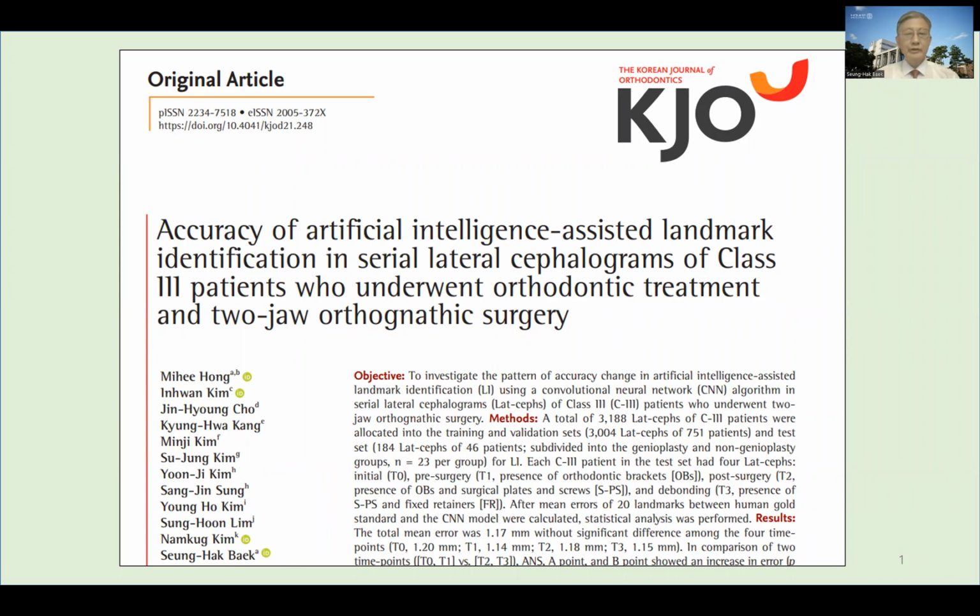I would like to explain my article about artificial intelligence-assisted landmark identification.